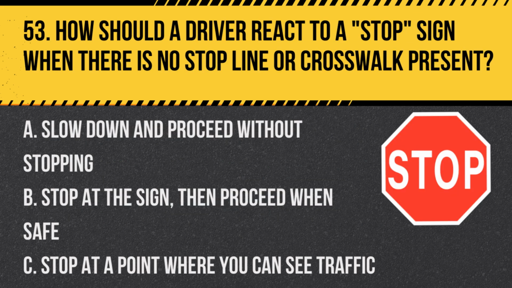Question 53. How should a driver react to a stop sign when there is no stop line or crosswalk present? A. Slow down and proceed without stopping. B. Stop at the sign, then proceed when safe. C. Stop at a point where you can see traffic. Answer: B. Stop at the sign, then proceed when safe. If there's no stop line or crosswalk, stop at the sign before proceeding.